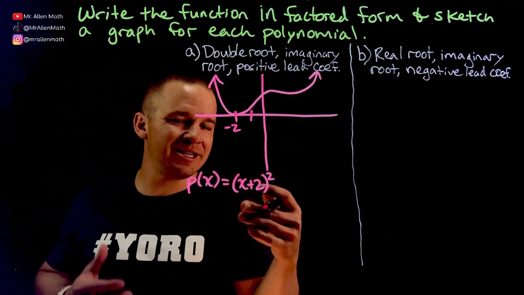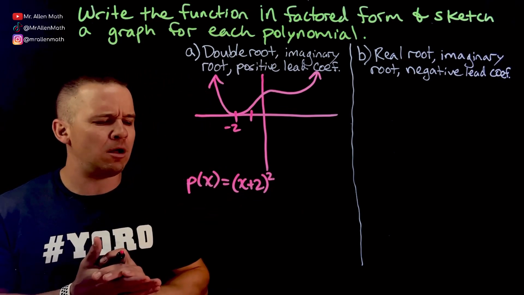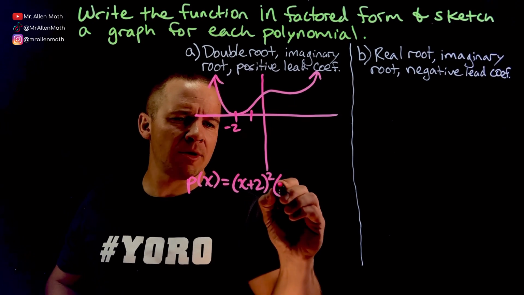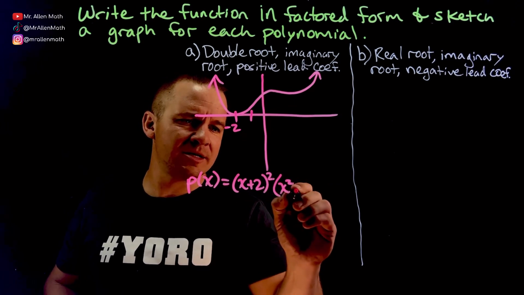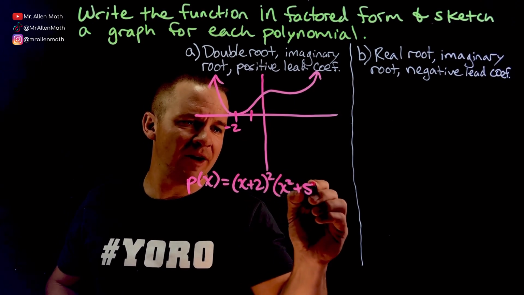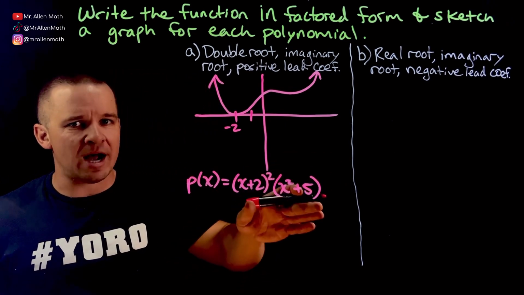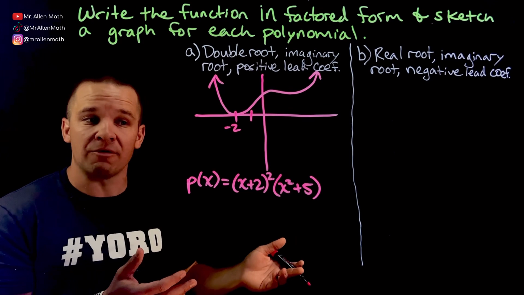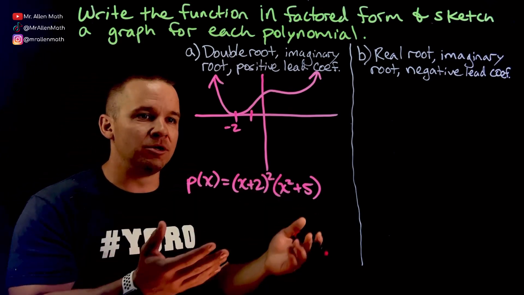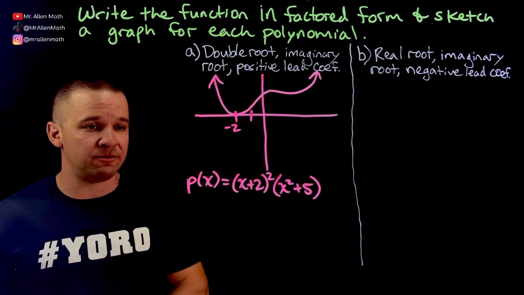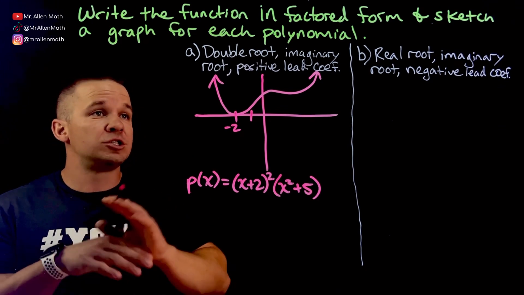And then to get some sort of an imaginary root, how do we do that? Well, imaginaries are going to come from square rooting negatives. So what if I write a factor where I have like x squared and then let's say plus 5, right? If I were to set this factor equal to 0, subtract 5, square root, I'm square rooting a negative, right? I'd get the two imaginary solutions there. Cool? And I have a positive lead coefficient here, so we're good.